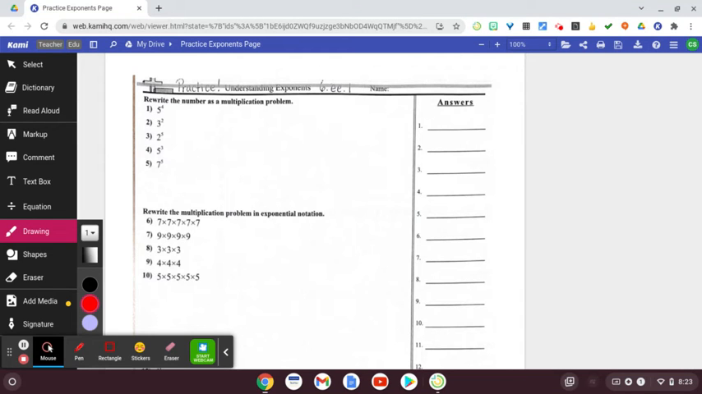Hi, if you were not here this past week, we started up on exponents on Monday and Tuesday. So this is the practice worksheet, and this is going to be super simple.